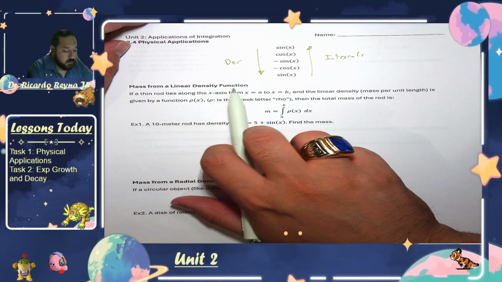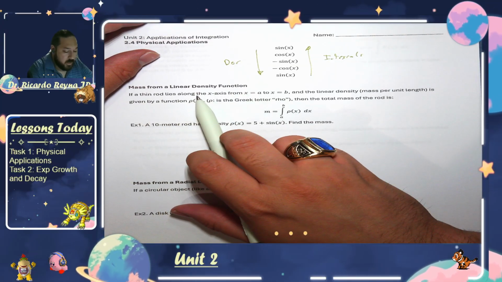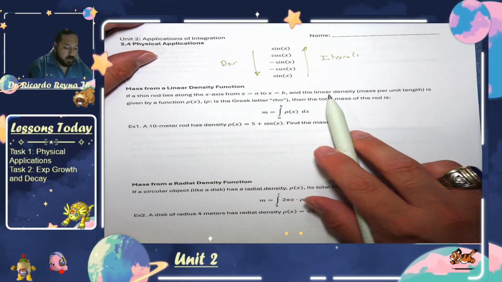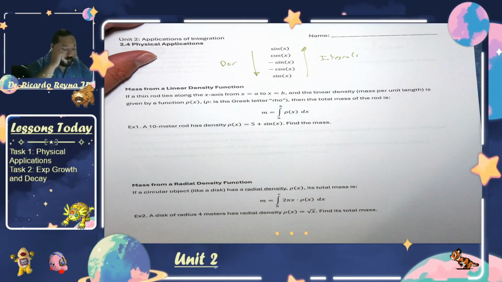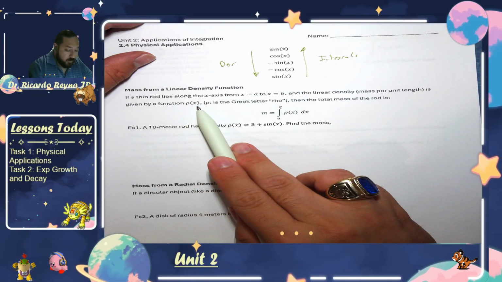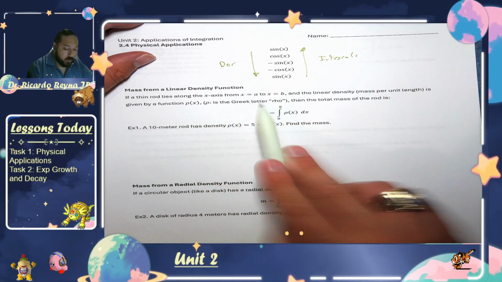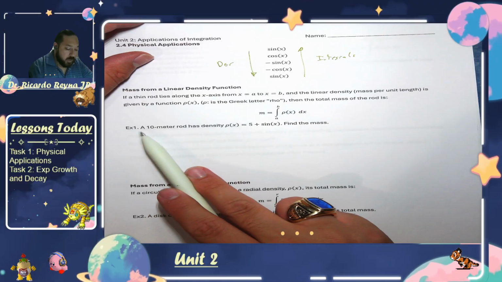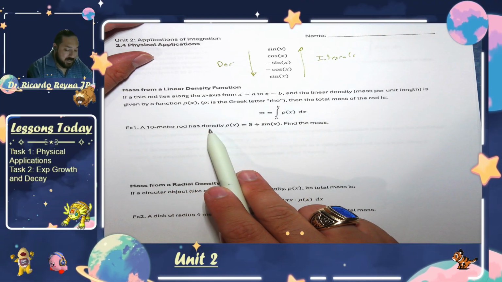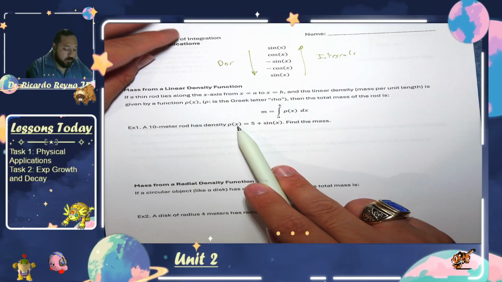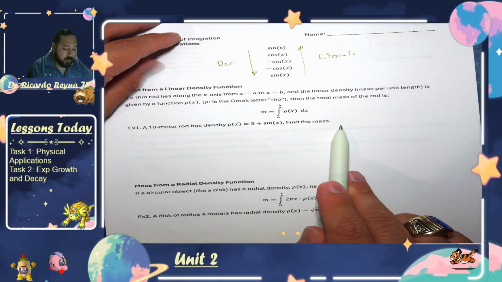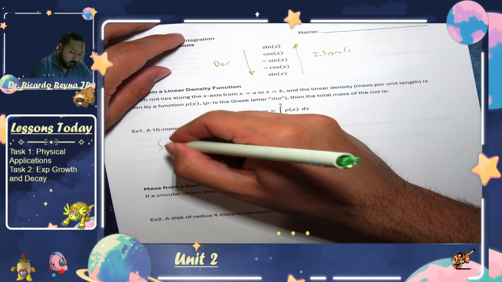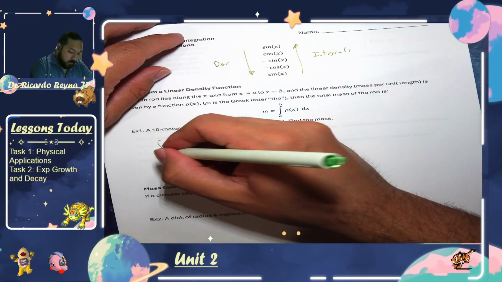First, mass from a linear density function. If a thin rod lies along the x-axis from x equal to a to b, and the linear density, which is the mass per unit length, is given by a function rho of x, this p-looking thing is the Greek letter rho, then the total mass of the rod is defined by this integral. So a 10-meter rod has a density of rho of x equal to 5 plus sine of x. Find the mass. So they want us to plug into this integral for rho of x from a to b.